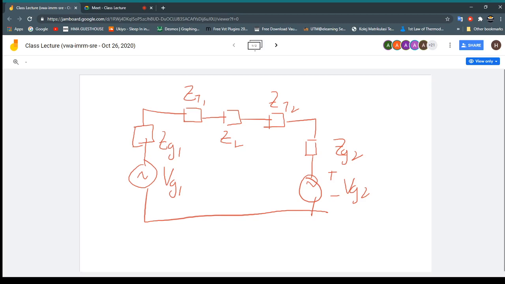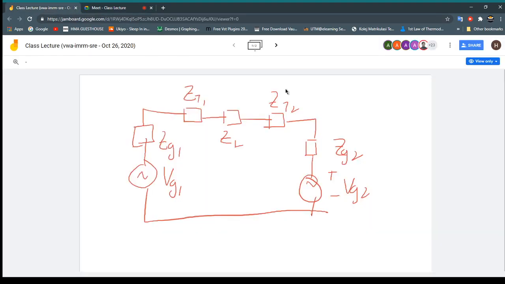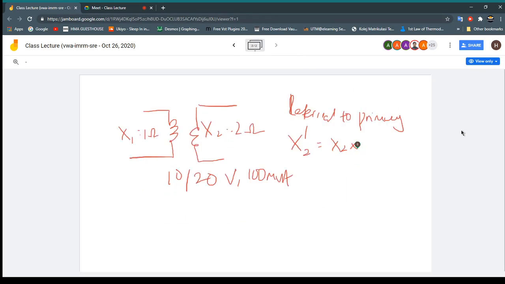This is the coupling circuit of the transformer, with primary reactance 1 ohm and the secondary 2 ohm, right? Okay, let's say I bring this quantity to the primary, let's say refer to primary. So what is X2 referred to the primary equal to? The secondary reactance referred to the primary equals X2 times A squared, right?